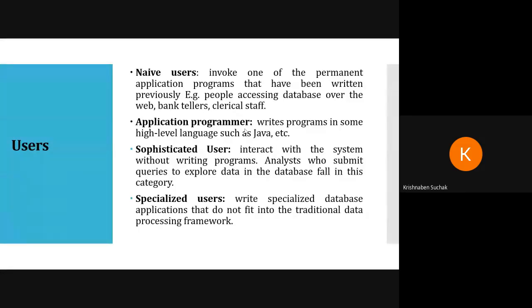Next user is the application programmer. What will it do? It will write programs in some high level language such as Java, .NET, etc. Okay, it will write the application program in different languages. Also, you can say that application programmers can choose from many tools to develop user interfaces which exist in real life. Okay, there are many tools and the application programmer can select a tool and work on it. Next one is the sophisticated user. What is a sophisticated user?